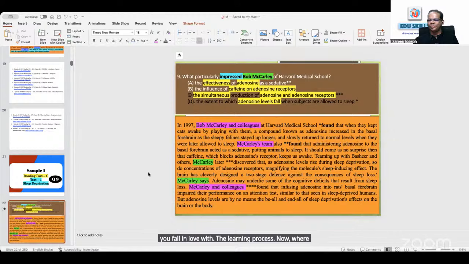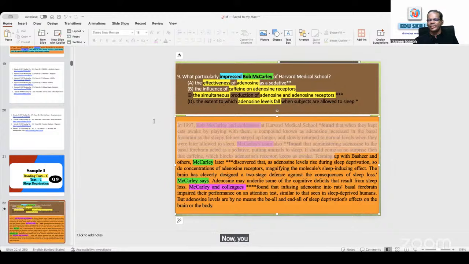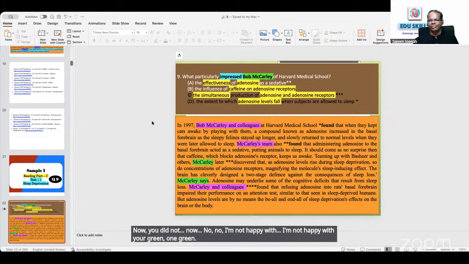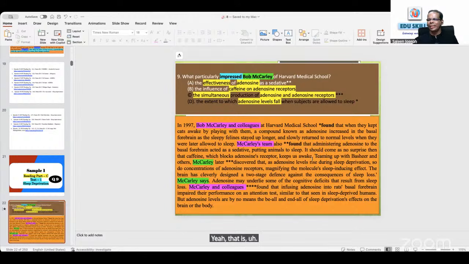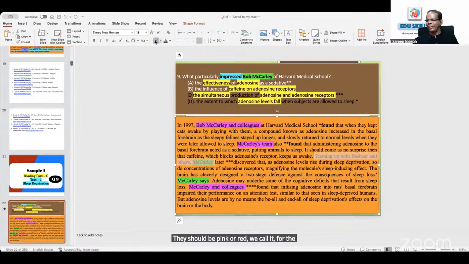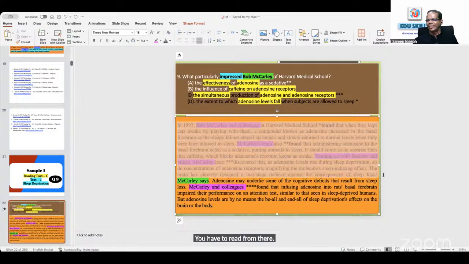Now, where will be the answer? McCarley says adenosine. I am not happy with your green one. That is a team, teaming up with Bashir and others. You should be careful. This is the trick they play. This should be pink or red. We call it for the time being pink as red. Okay, don't worry. Then your business is to start from his name. Just read from there and ignore all these things. Then why do you need time management?